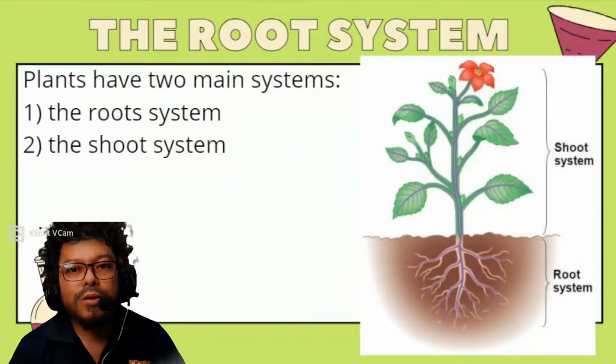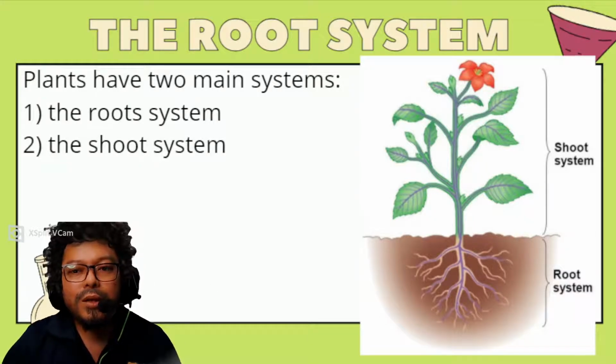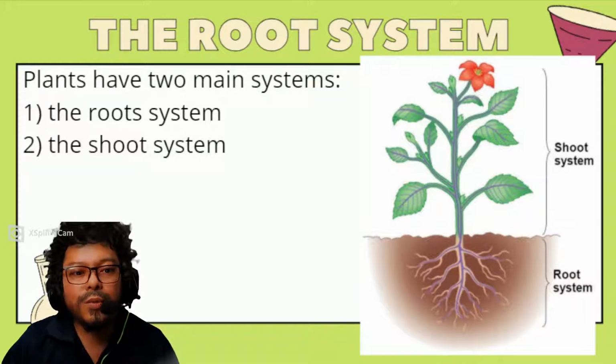Okay, plants have two main systems. Like I said, plants have two main systems: the root system, which is here, and the shoot system, which is on top of the soil here. This part of the plant is called the shoot system. This part of a plant is called the root system.